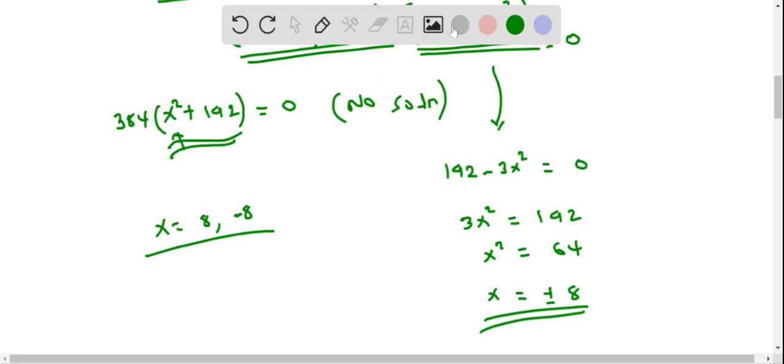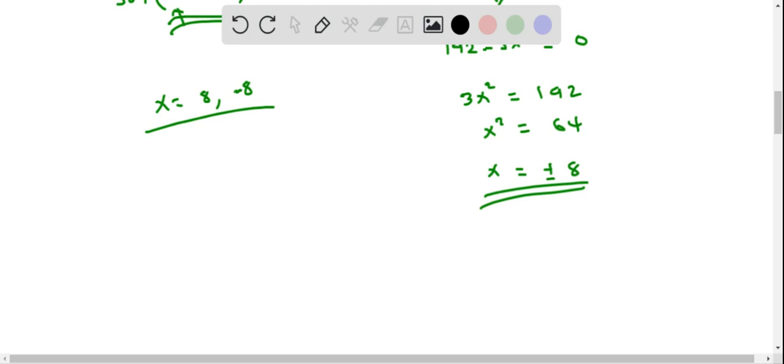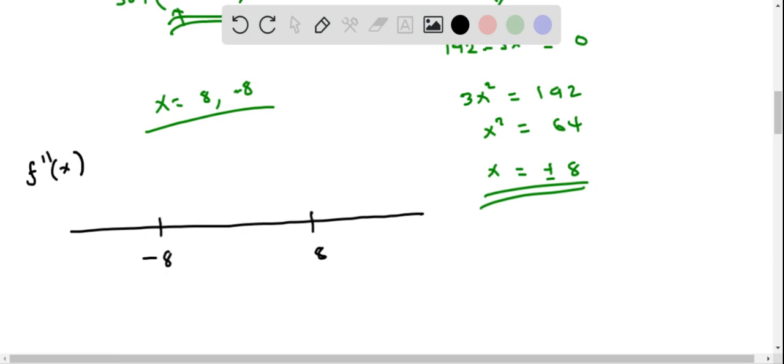So we will now put them on the number line and create a sign chart for these points. So I'm going to create a number line. I mark negative 8 here, and this is positive 8 here. This is for the sign chart for second derivative.